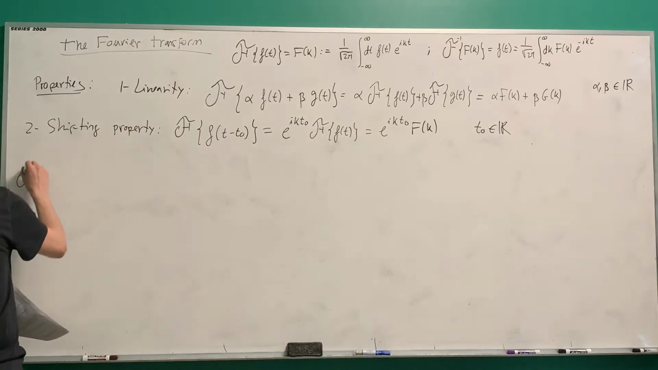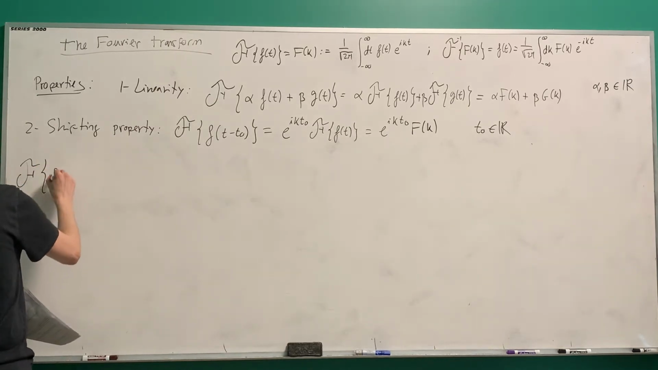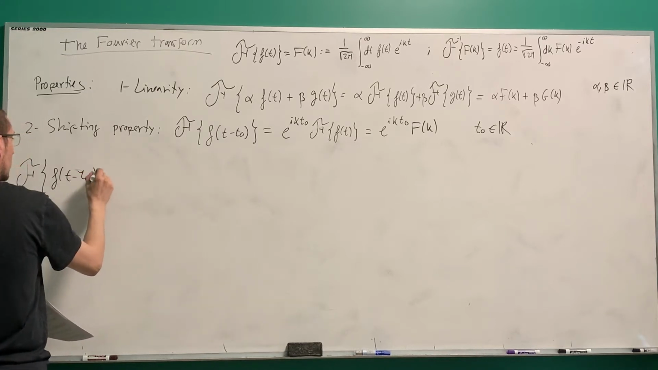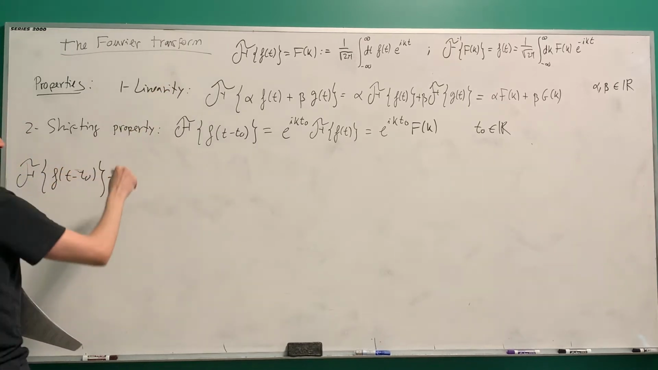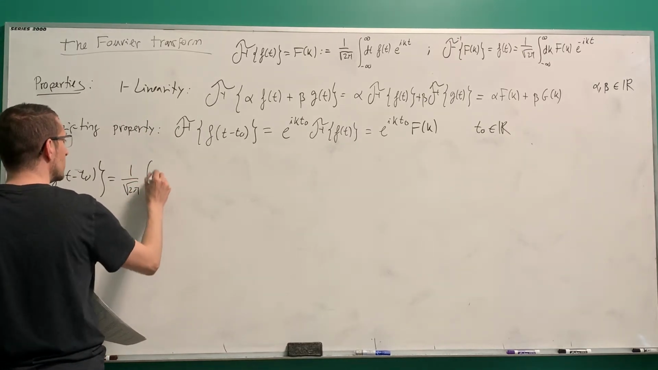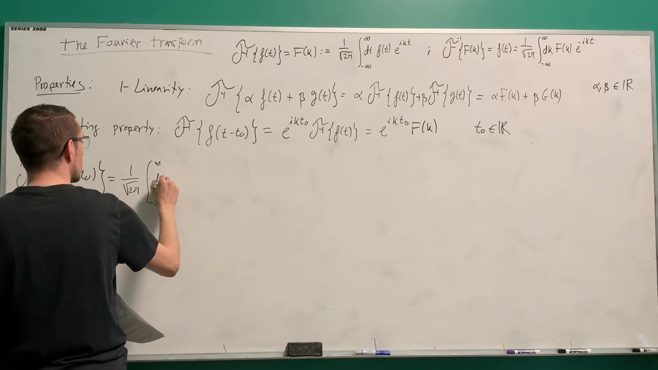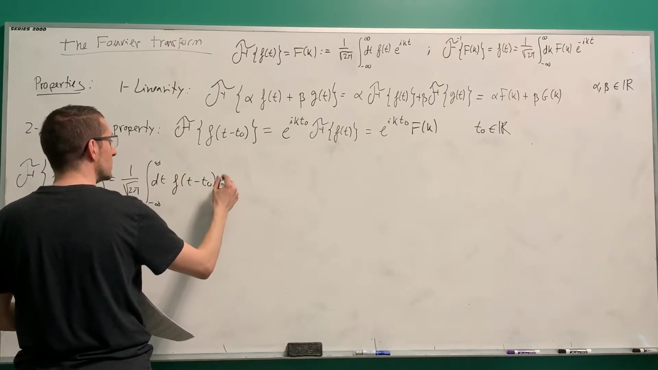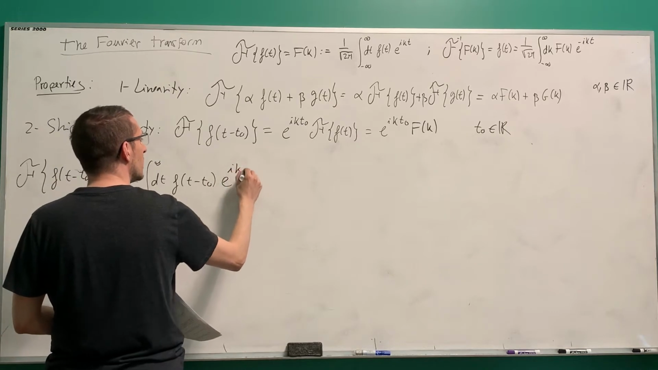So, let's prove it, shall we? First, we write the definition. The Fourier transform of f of t minus t0, by the definition there, is 1 over root 2 pi, integral from minus infinity to infinity dt, f of t minus t0, substituting, e to the i k t.